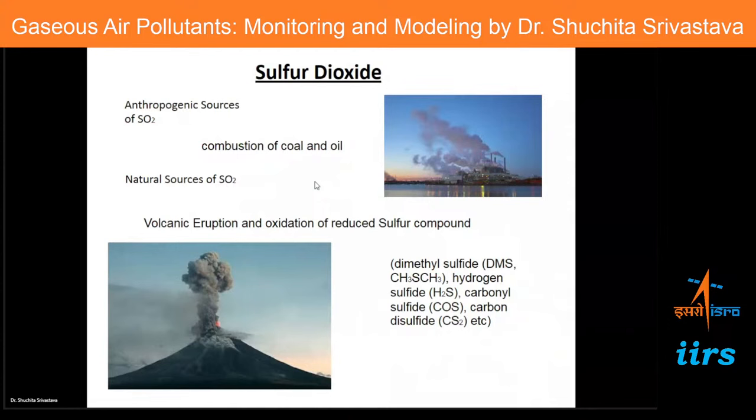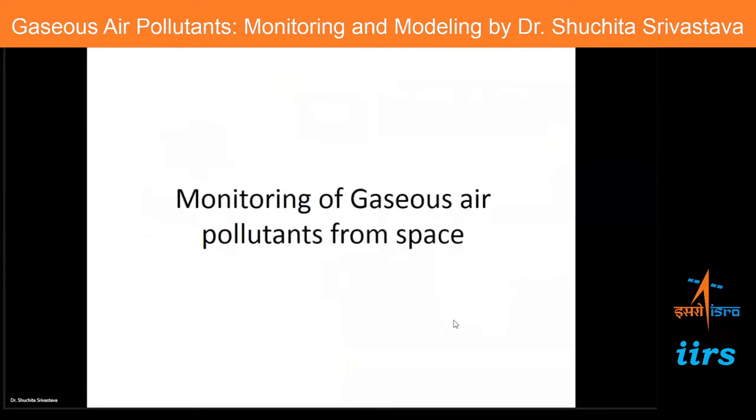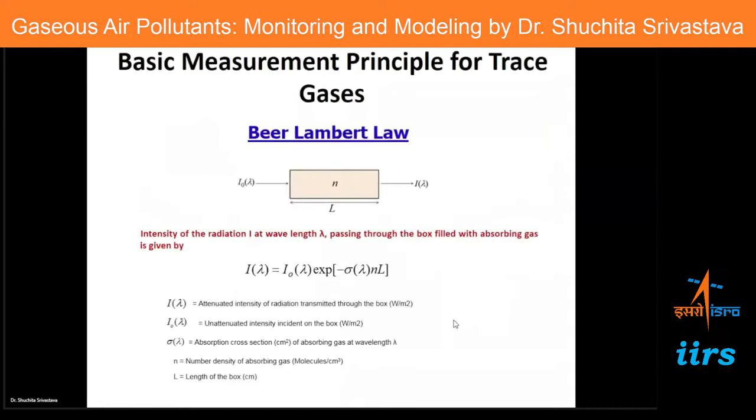Now, sulfur dioxide. The major anthropogenic sources of sulfur dioxide are combustion of coal and oil. And natural sources of SO2 are volcanic eruptions and oxidation of reduced sulfur compounds like dimethyl sulfide, hydrogen sulfide, carbonyl sulfide, and carbon disulfide. So now we are going to discuss the monitoring of these gaseous air pollutants from space. So first we are going to discuss the basic measurement principle for trace gases. This basic measurement principle is the Beer-Lambert law, and it is based on the absorption property of gases.